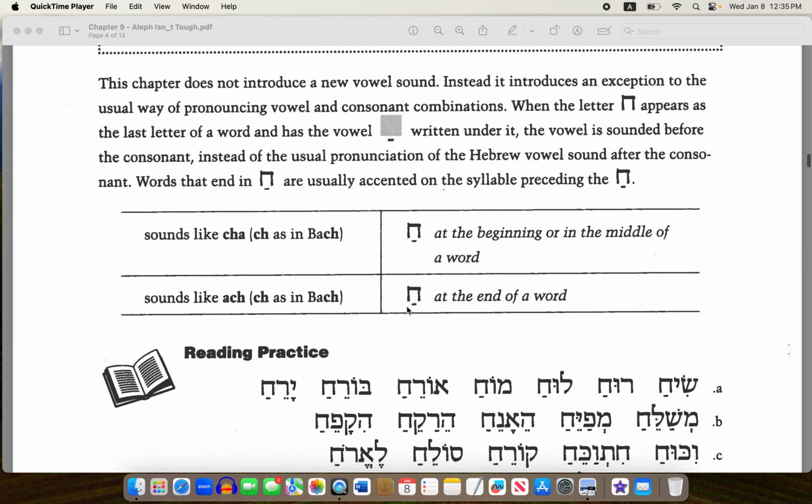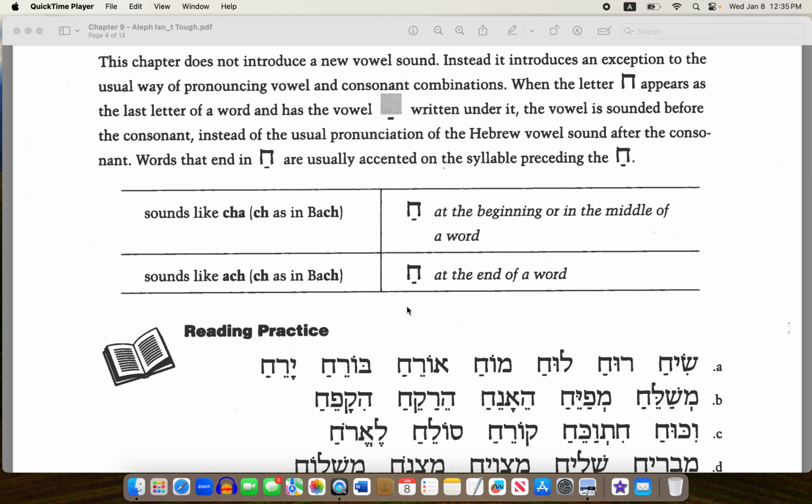Tefillah means prayer. Okay, so we talked a lot about this rule, where I asked you to forget everything you know about this one vowel sound and then take on a new rule. So I'm going to leave this up so you can read it, and those who don't have the book can still see it. I want you to mainly focus on where my cursor is.